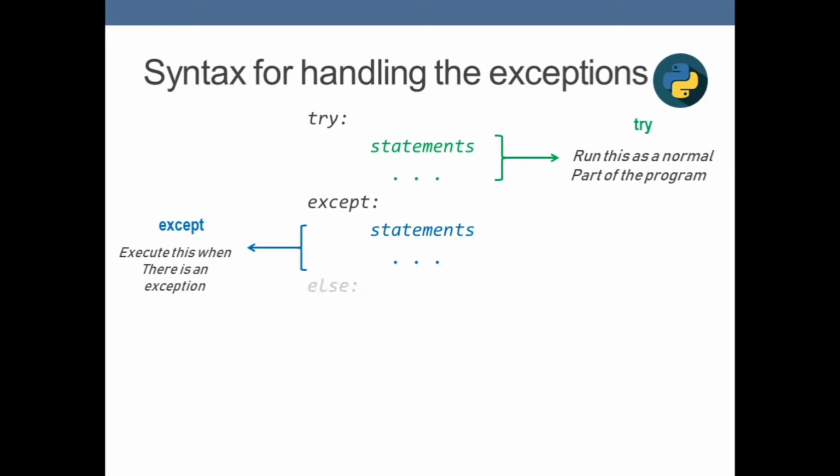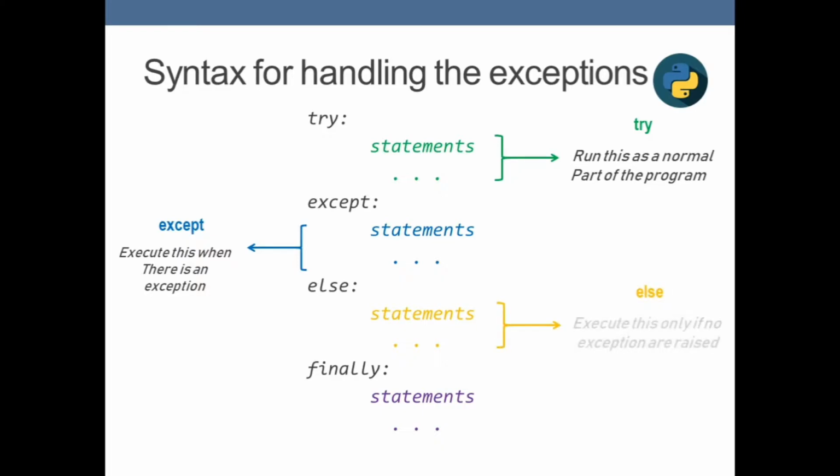The else block and finally block are optional, but if you use the else block, it gets executed only if the code in the try block doesn't produce any error. If it does produce an error, then the else block won't execute, and the finally block always executes, even if the try block throws an error or if it doesn't throw an error. Let's see an example program.